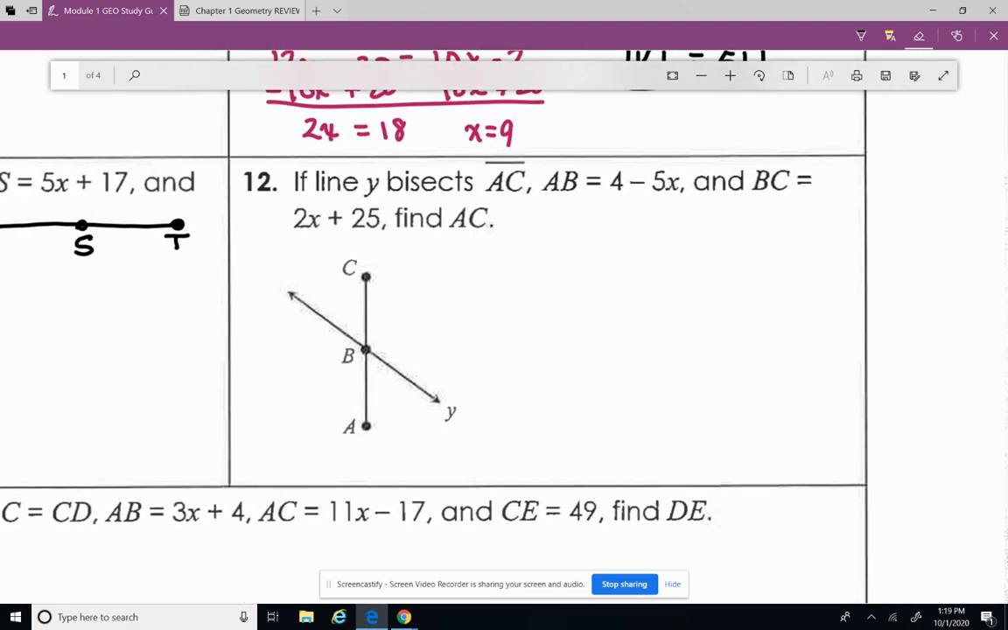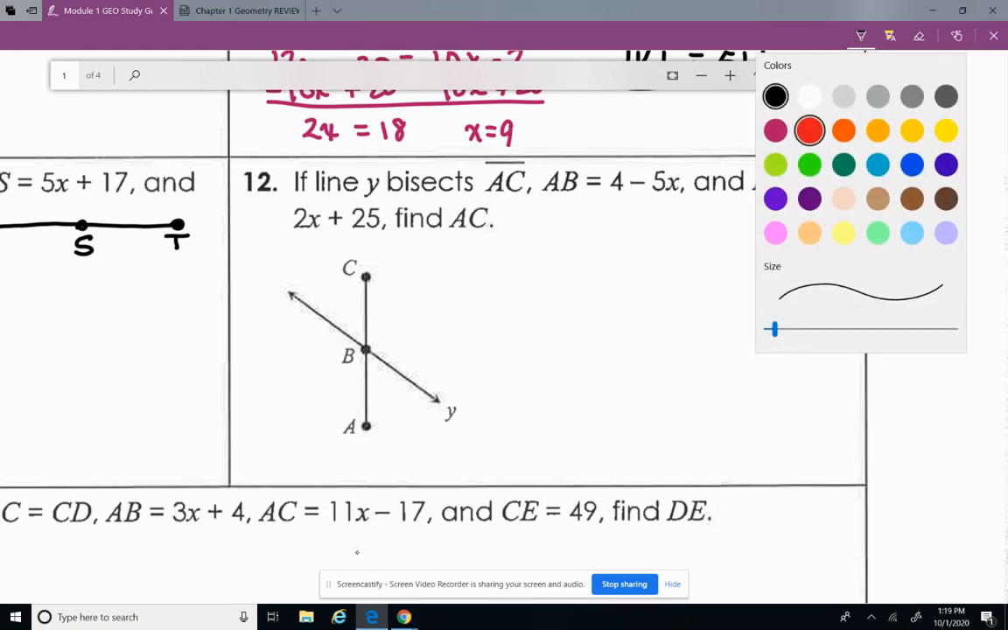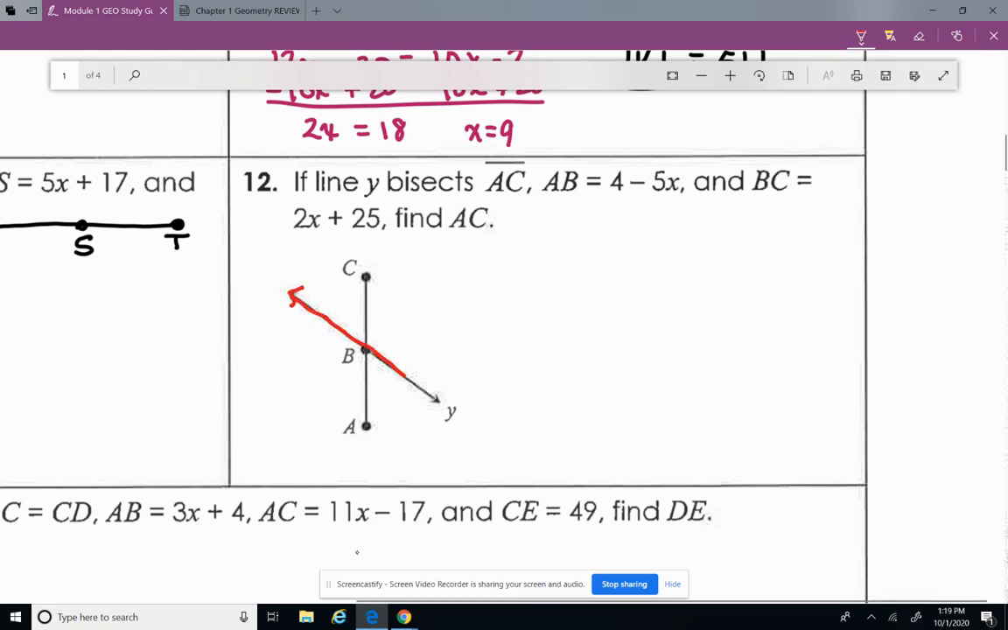If line Y bisects segment AC, so that means that this line right here, make my pen work again, sorry about that. This line right here is bisecting segment AC. All right, if it bisects it, that means it cuts it into two equal pieces. Those pieces are congruent. All right, so let's see what else we know.